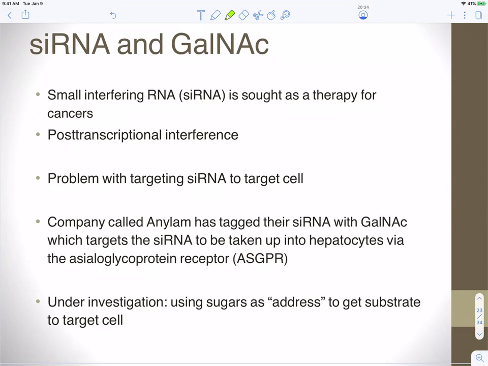Now we also have small interfering RNAs, and these are potential treatments for cancer patients. They are involved in post-transcriptional interference, and so they're called small interfering RNAs. There is a problem of targeting these small interfering RNAs to the targeted cell. So there are some companies that are trying to make these molecules targeted by adding different sugars to them so that when cells take them up, they get to the right location. Some companies have tagged these small RNAs with N-acetylglucosamine, and this is going to allow hepatocytes to take up the small interfering RNAs through a receptor on their surface. And so this is under investigation as using sugars to address certain substrates to a targeted cell. So you're giving them sort of the key that lets them into the door of the cell.